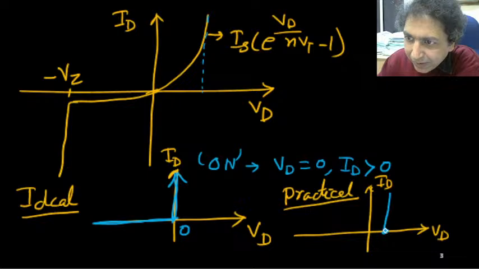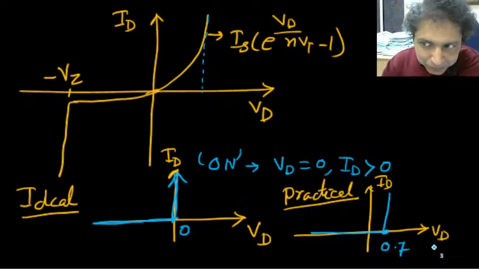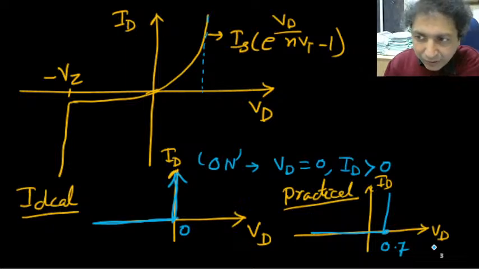This is your VD, and less than that it is perfectly 0. So this voltage is 0.7 volt per silicon diode. So what is the meaning? When VD, the input voltage, is more than 0.7 volt, then only the diode is on, otherwise the diode is off. This is only for silicon diode, and for germanium diode this value is 0.3 volt.